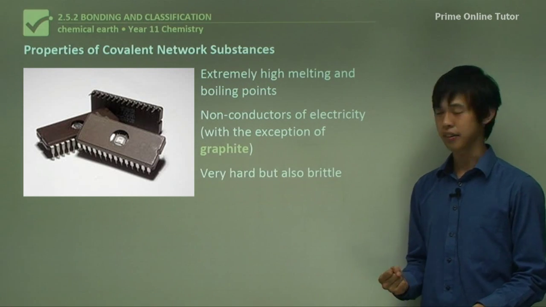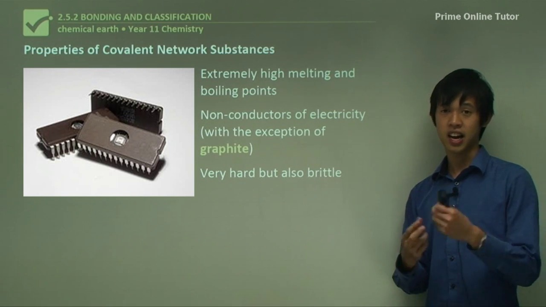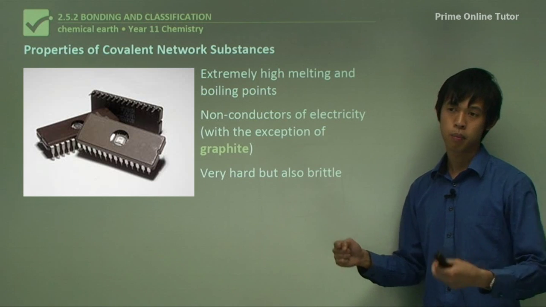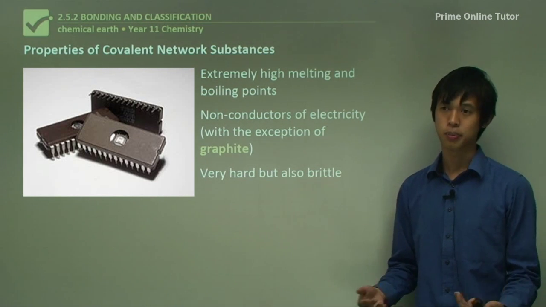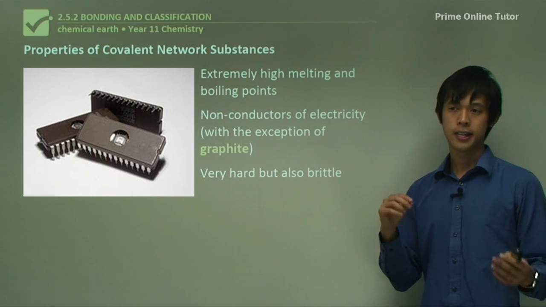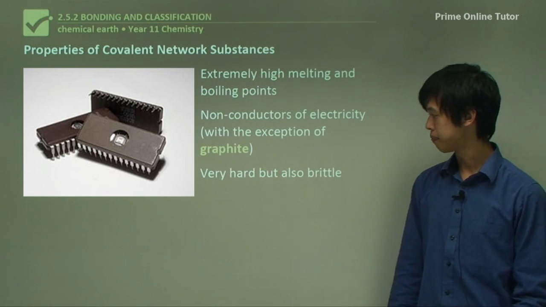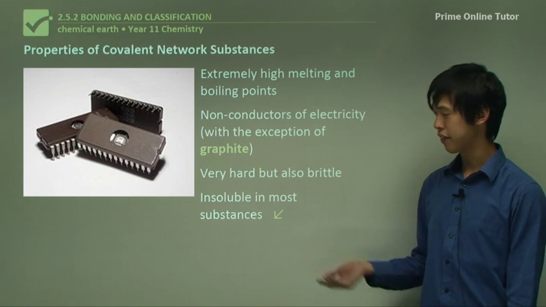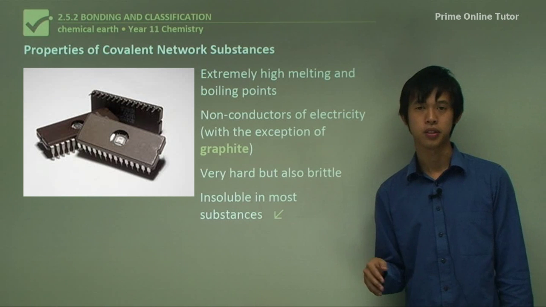Usually they're very hard, but they're also very brittle. So diamond is the hardest substance known to man. But if I hit it just right, it will shatter, which of course is bad. Okay? So they are hard, but they're also brittle. So be aware of that. And in general, they're very insoluble in nearly every substance. There are very few exceptions to this.